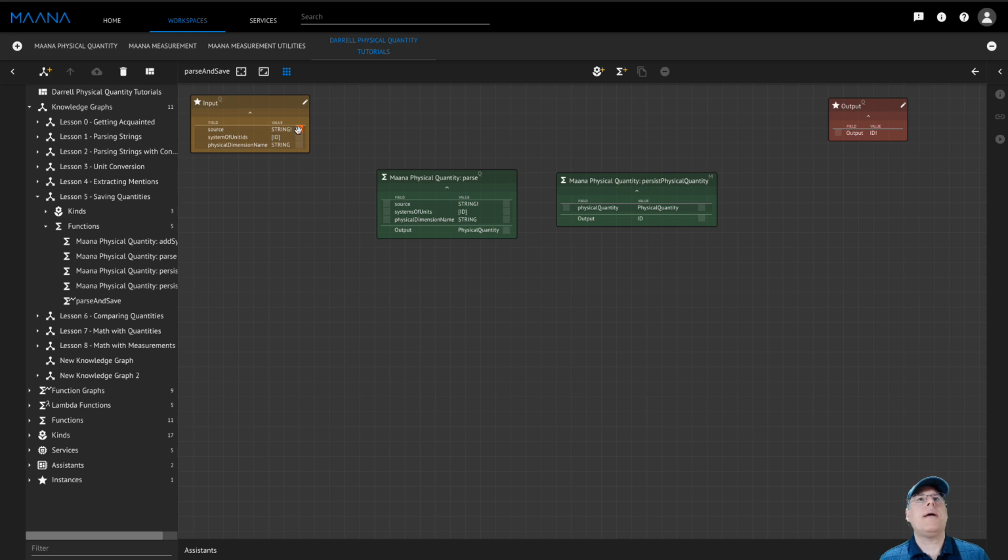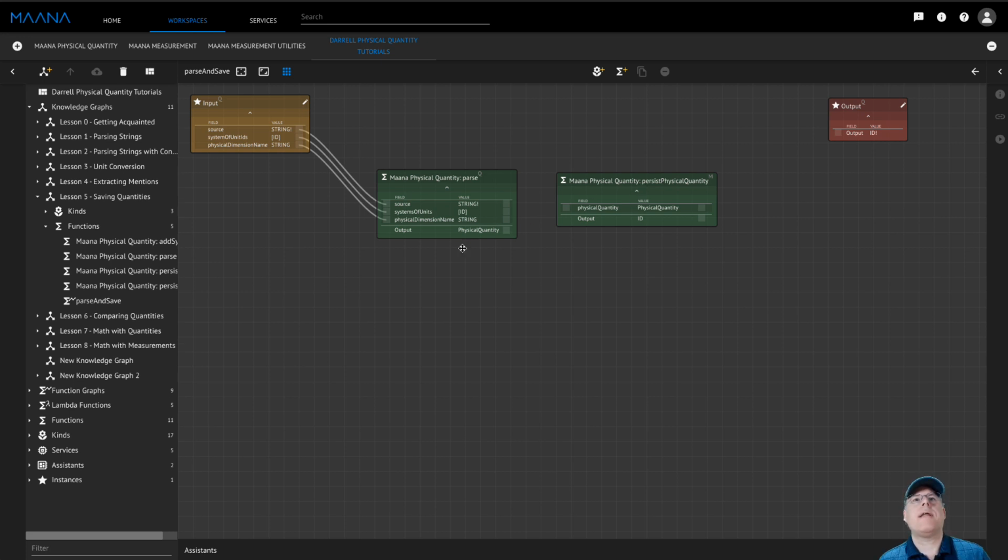Now, looking at the types that I have available here, it looks like the source, which is the string we're parsing, should go into the string input of the parse function. And the system of units IDs should go into the same argument on the parse function. And the physical dimension name also should go into the physical dimension name of the parse function. As you recall, these optional arguments, the system of units arguments and the physical dimension name arguments, allow us to restrict the physical quantities that are returned by the parse function to those that occur in the system of units and have the physical dimension that are provided.